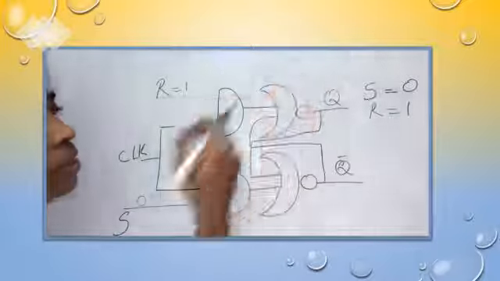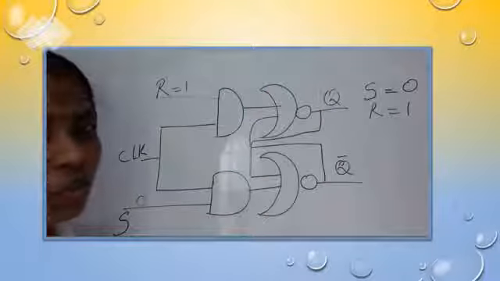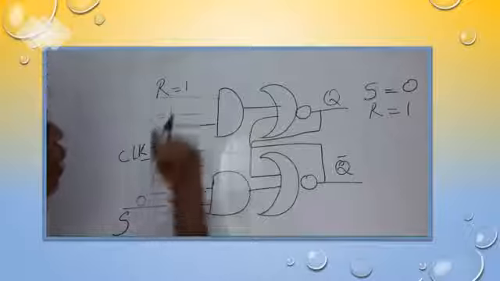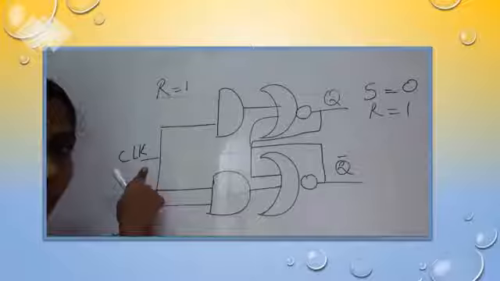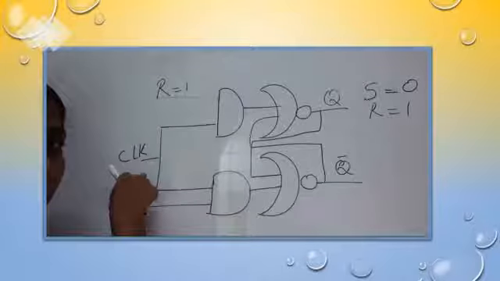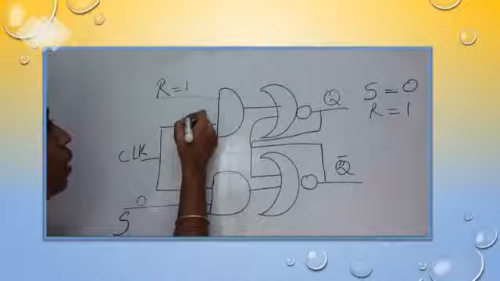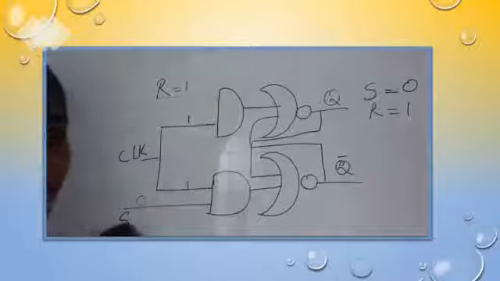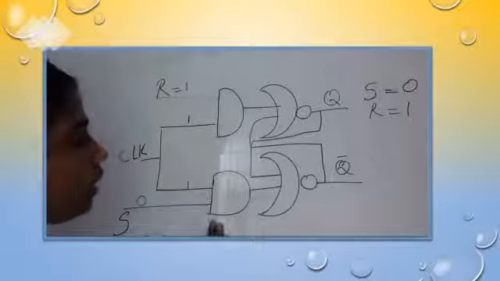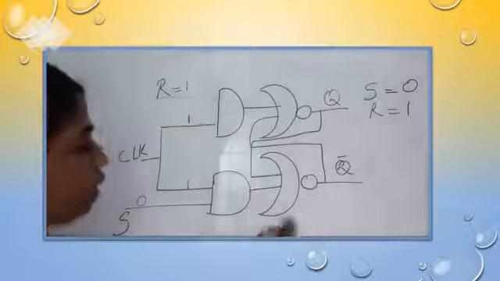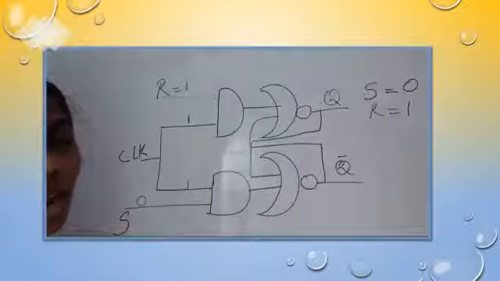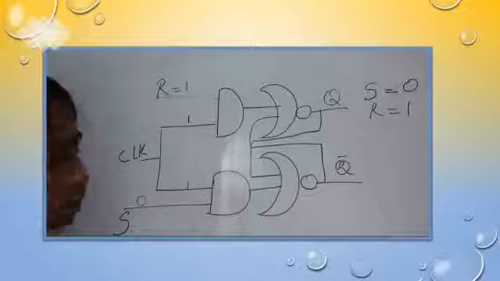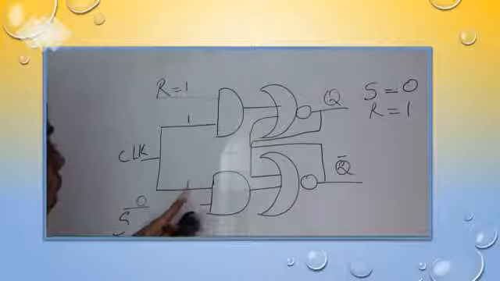Suppose the value of S is equal to 0 and R is equal to 1. Here, what will be the value of the clock? Yes, clock enabled means the value is 1. Then this is an AND gate, and this is a NOR gate. In the case of an AND gate, if all the inputs are 1, the output is 1. Otherwise, its output is 0. Here, the inputs are 1 and 0.